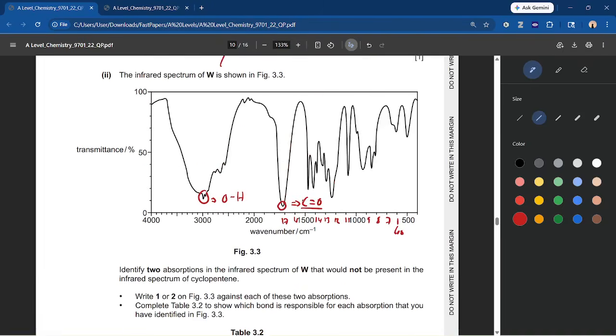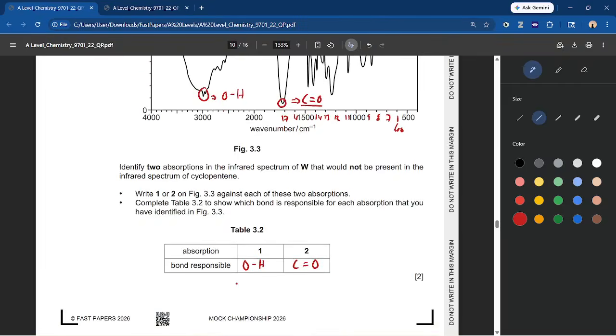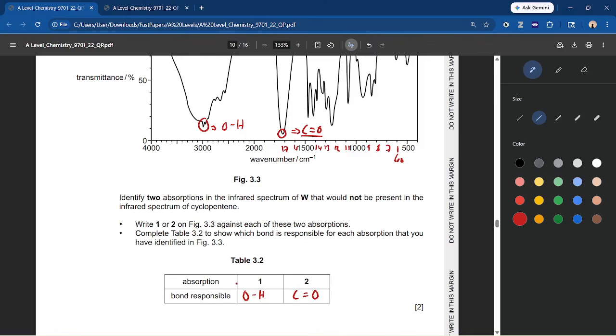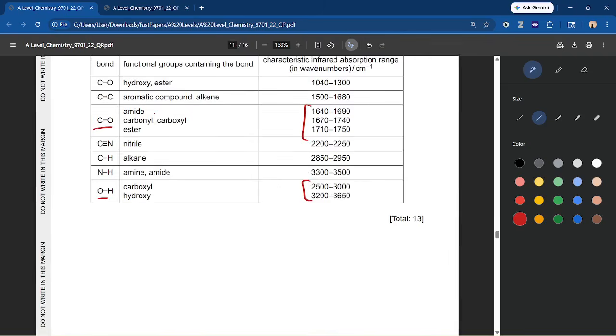And over here we're going to write which one is responsible. So remember, there's two things that you have to do over here. Number one is write down which bond is responsible, and then you have to write 1 over here. So you're going to write 1 over here, and you're going to write 2 over here. So this is very important. This is why you read the question. Write 1 or 2 on figure 3.3 against each of these two absorptions. So that's what this is all about. Writing 1 and writing 2. And there we go. That's the third question done.